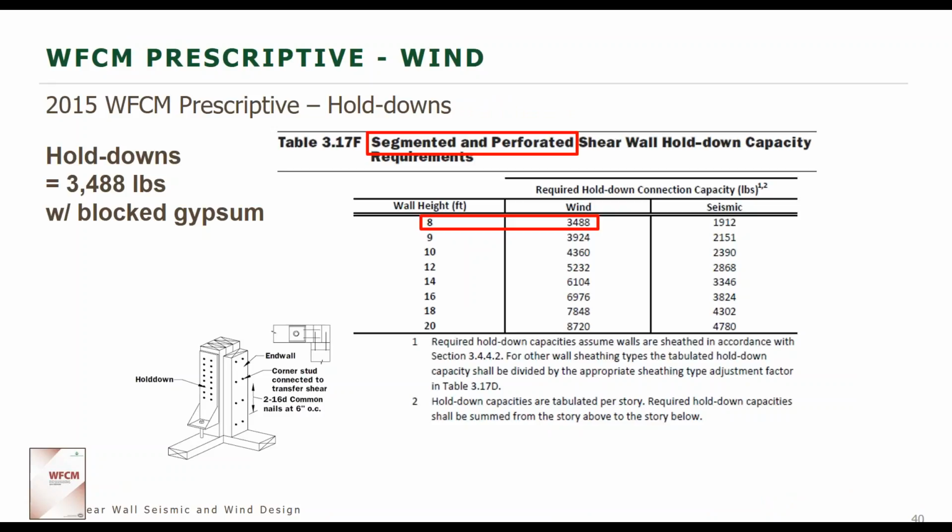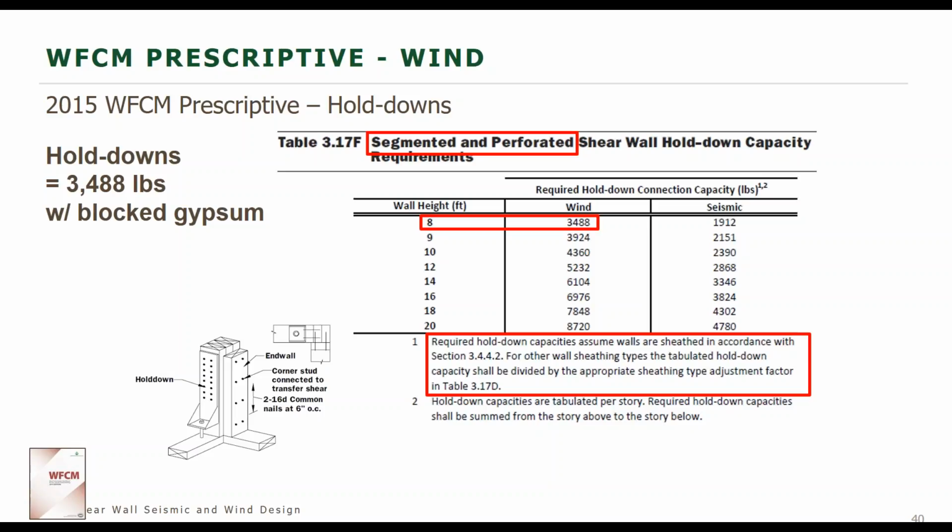So those hold downs, we need to go ahead and calculate the capacity requirements of the hold downs. In the wood frame construction manual prescriptive provisions, we calculate the hold down requirements for segmented and perforated shear walls the same way. It's based on the capacity of the shear wall panel, the first panel. So our hold downs for an 8-foot high wall would be 3,488 pounds. Now this is again for that baseline wall, but we do have a provision.